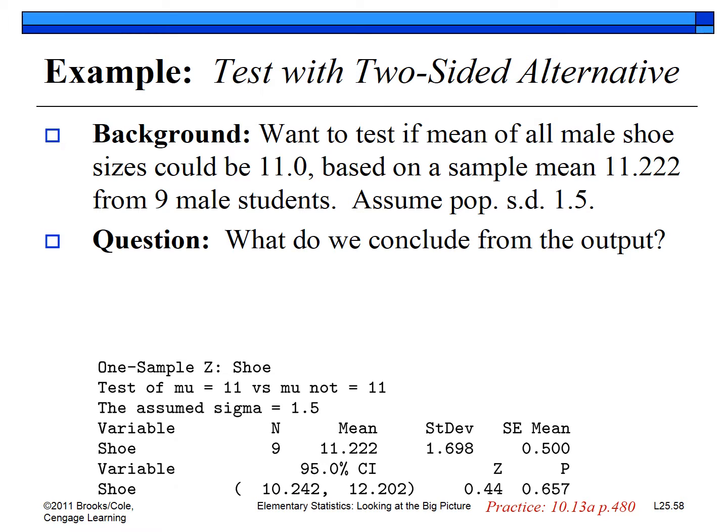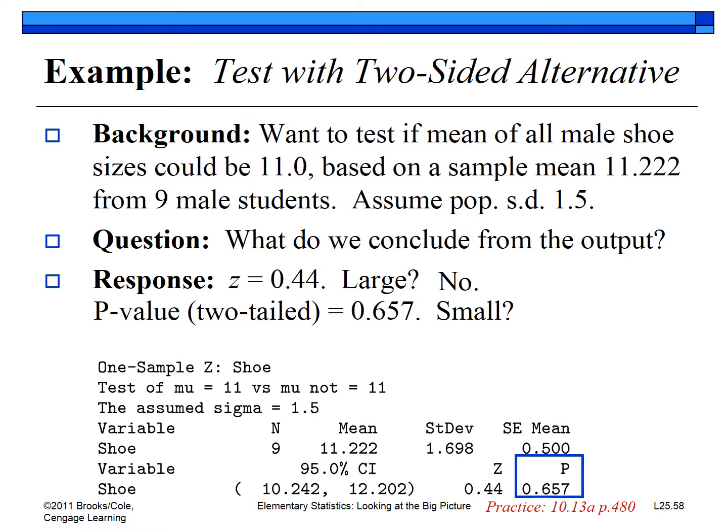What do we conclude from the output? And again, this is related to what you saw from our calculators. Notice that we got a z-value of 0.44, which is not terribly big. And we got a p-value, and it's two-tailed because we don't have any reason to suspect ahead of time that it might be bigger than 11 or less than 11. So that two-tailed p-value is actually 0.65. That's not even close to being small enough.